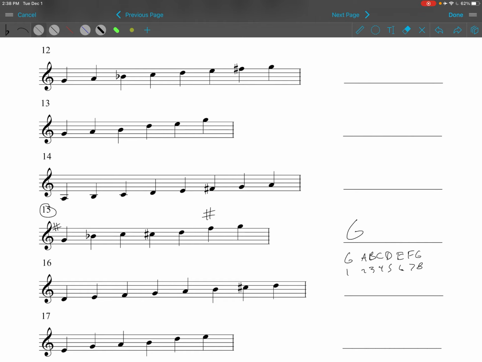B will always be a 3 of some kind, in the key of G. So I have a G here, but my next note is not actually 2. It's 3, because the note we have there is a B of some kind. So I have 3. C is 4. C sharp is also 4. So that's really weird, right?